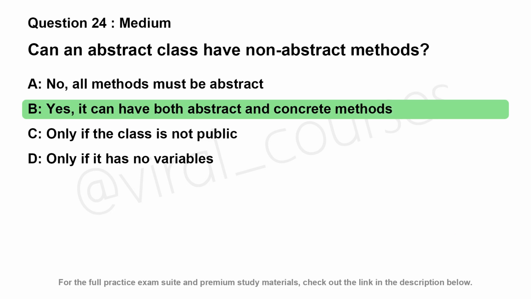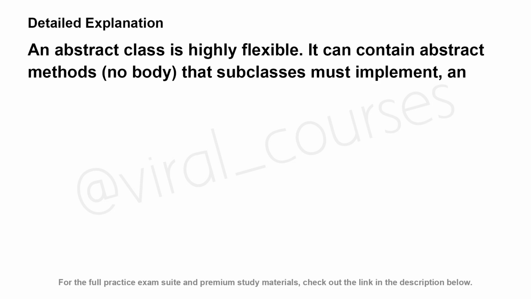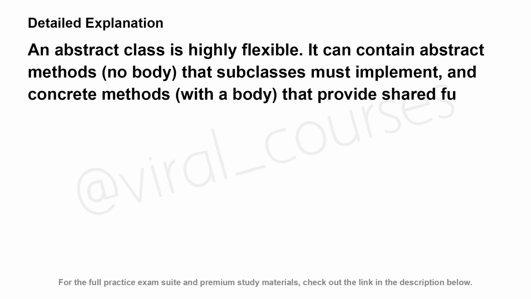The correct answer is B. An abstract class is highly flexible. It can contain abstract methods, no body, that subclasses must implement, and concrete methods, with a body, that provide shared functionality to all subclasses.